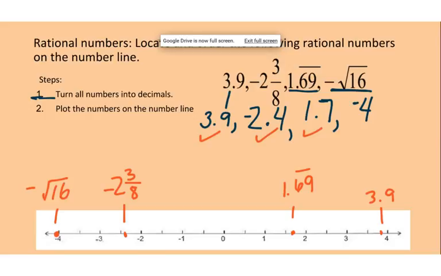Not real hard, you've placed things on the number line before, so now you can tell what's smallest and what's largest. So this is their order from least to greatest. The negative square root of 16, -2 and 3/8, 1 and 69 hundredths repeating, and 3 and 9/10. Putting them on the number line helps you to decide which one's the smallest and which one's the largest. Sometimes it's hard to make that connection until they're on the number line. So you can always draw yourself a number line if you don't have one to decide which one's the largest and which one's the smallest.